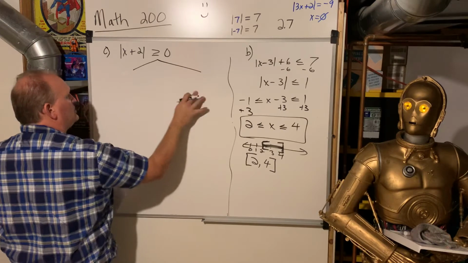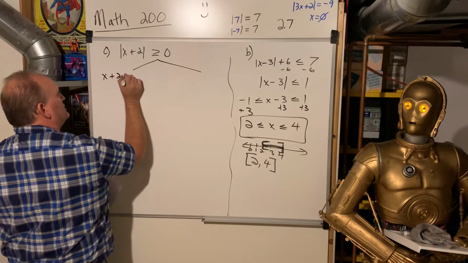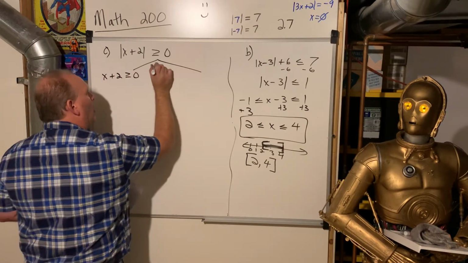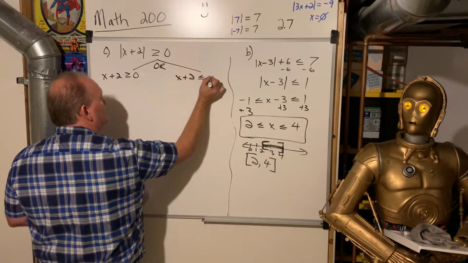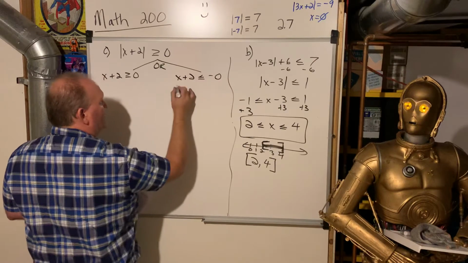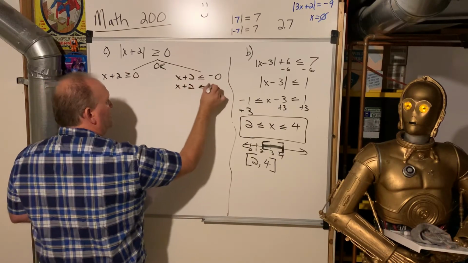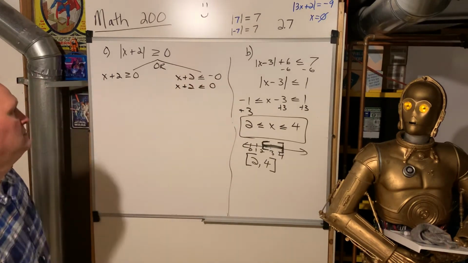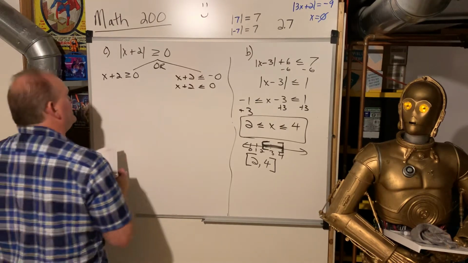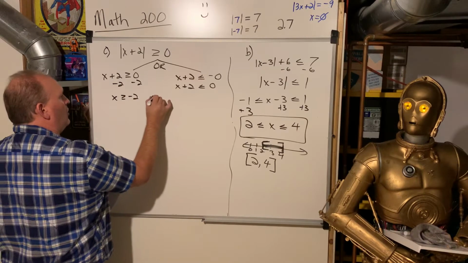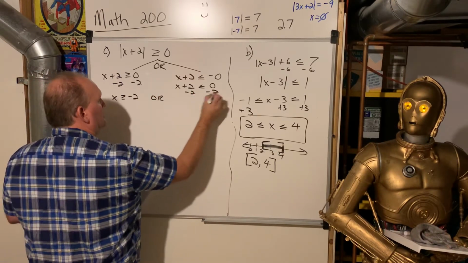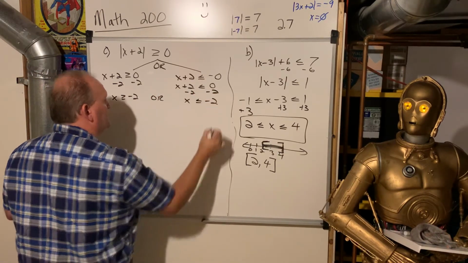We break it into two equations. X plus 2 is greater than or equal to 0, or x plus 2 is less than or equal to, well, negative 0, but remember, negative 1 times 0 is still just 0. So then we solve these. X is greater than or equal to negative 2, or x is less than or equal to negative 2.